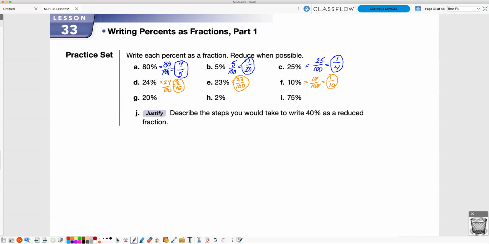Go ahead and do letter G. For this one, you should have recognized that it's going to be 20 over 100. And both of those are divisible by 20. Actually, I could take it down this notch. 2 over 10. Both of those are divisible by 2. 2 divided by 2 is 1. 10 divided by 2 is 5. So that'd be 1/5. Do letter H, 2%.